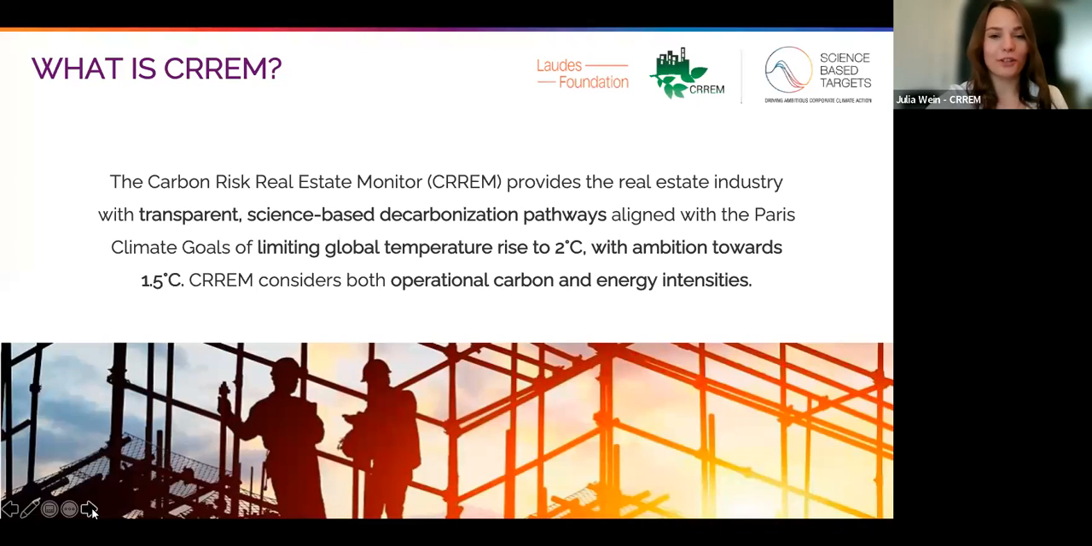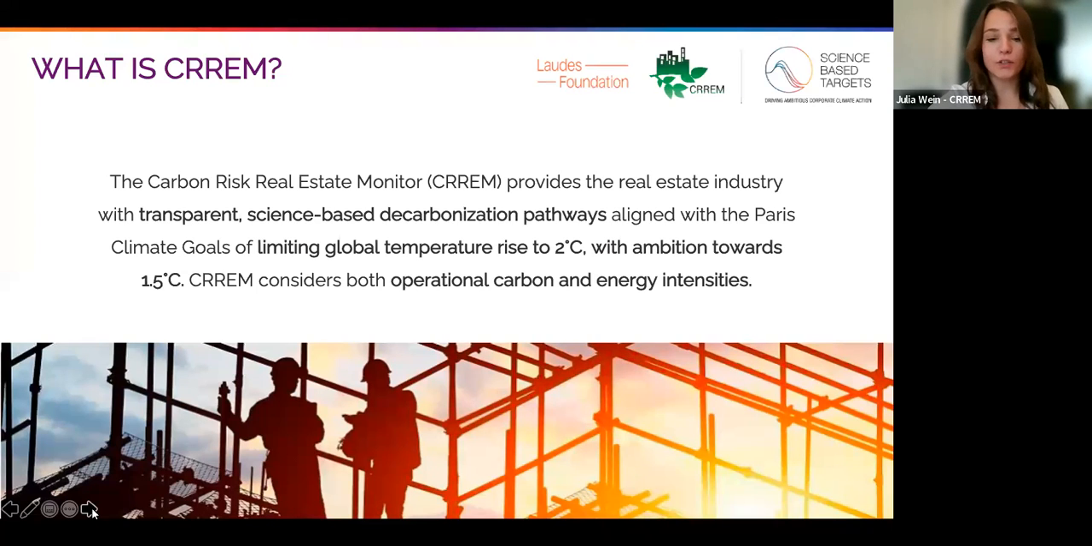For those who might not be as aware, CREM stands for the Carbon Risk Real Estate Monitor, and we provide the real estate industry really transparent and science-based pathways to be in line with the 1.5 ambition, also the Paris targets. On one hand, we have operational carbon intensity pathways, but we also have pathways for the energy intensities.